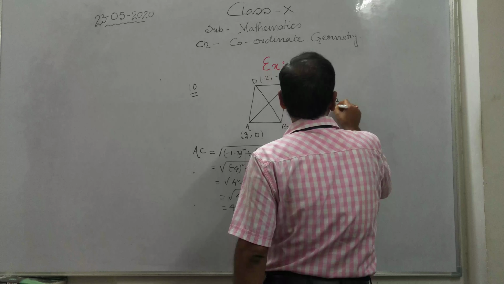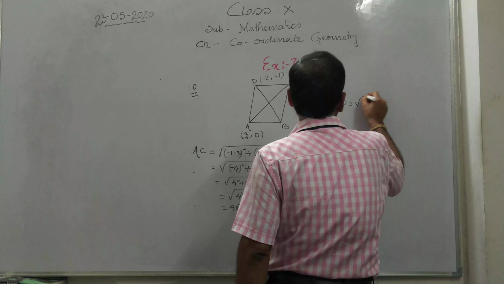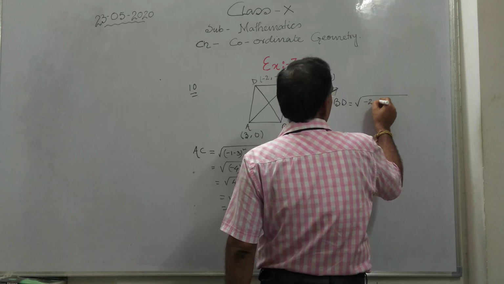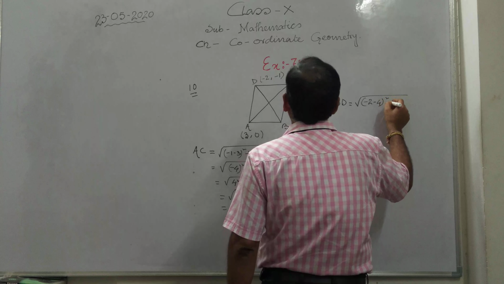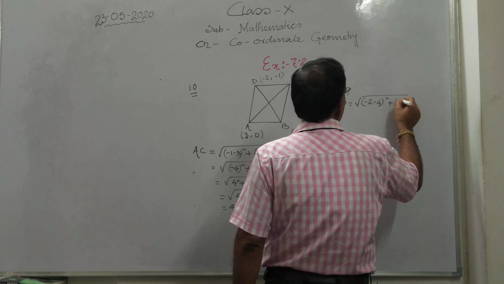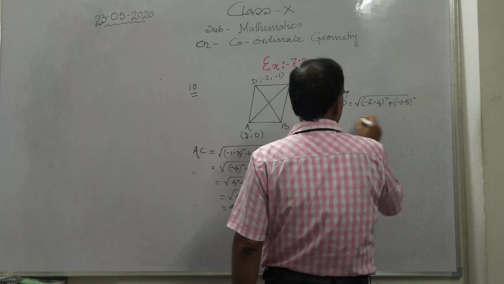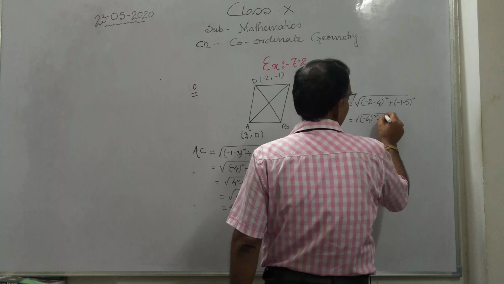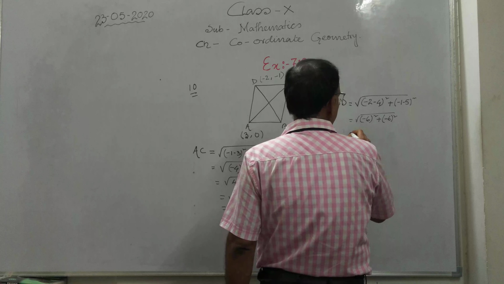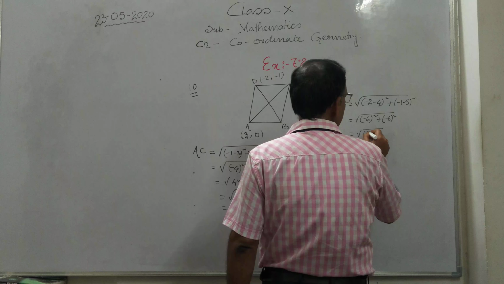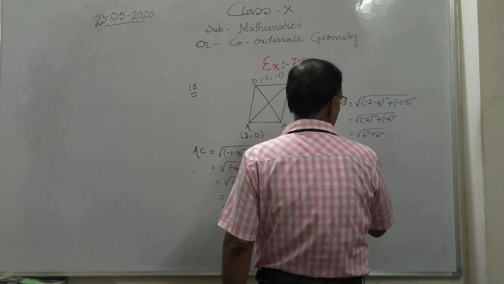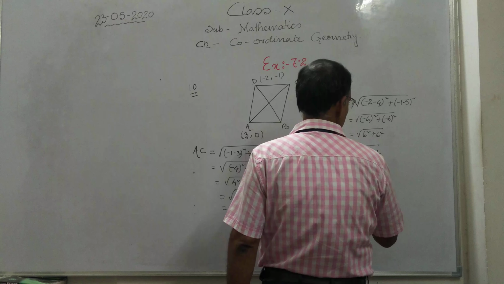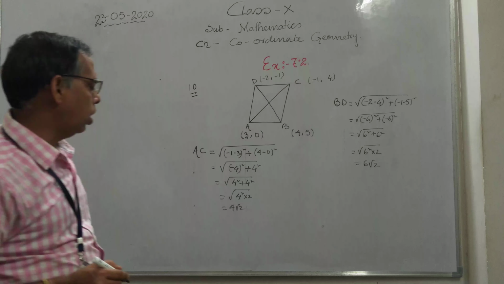BD is equal to root over (-2 - 4) whole square plus (-1 - 5) whole square. Then what is that? (-6) square plus (-6) square. And a minus to an even power is always positive. So ultimately, 6 square into 2, equal to 6 root 2. So we got BD, we got AC.